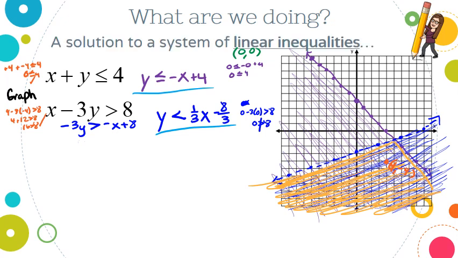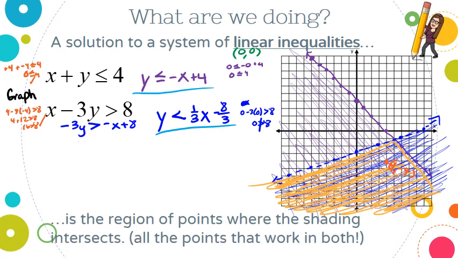So, a couple of notes. A solution to a system of linear inequalities is a region of points where the shading intersects, which to generalize means that all the points work in both inequalities. If you need to pause or rewind to take care of any of the notes on this slide, please do so.